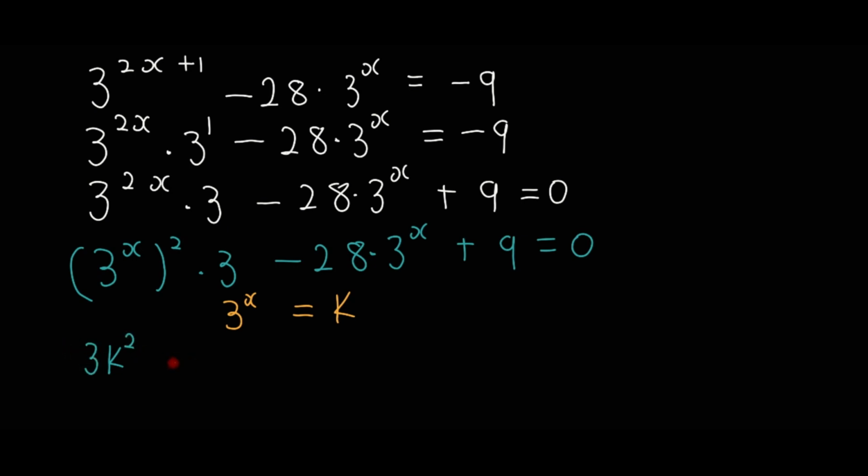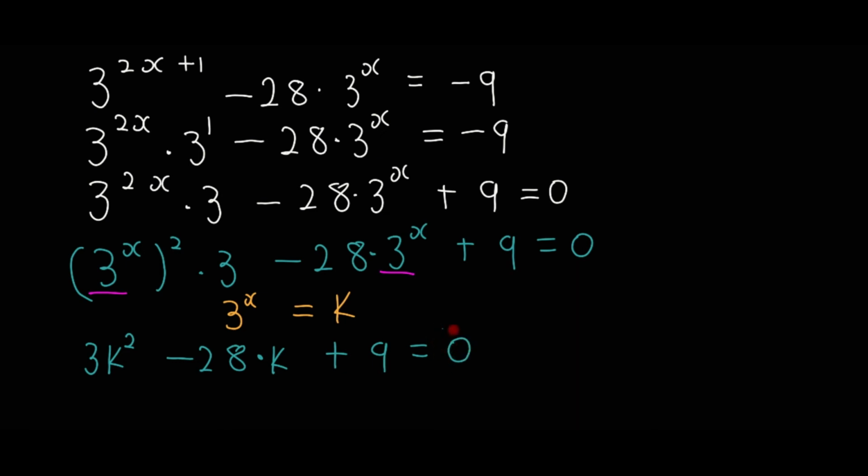This is the same as 3k squared, and then mo ke na le minus 28 and then times k. Remember gore mo ke bonago 3 to the power x ke bea k. So and then from there mo ke na le plus 9 is equals to 0.